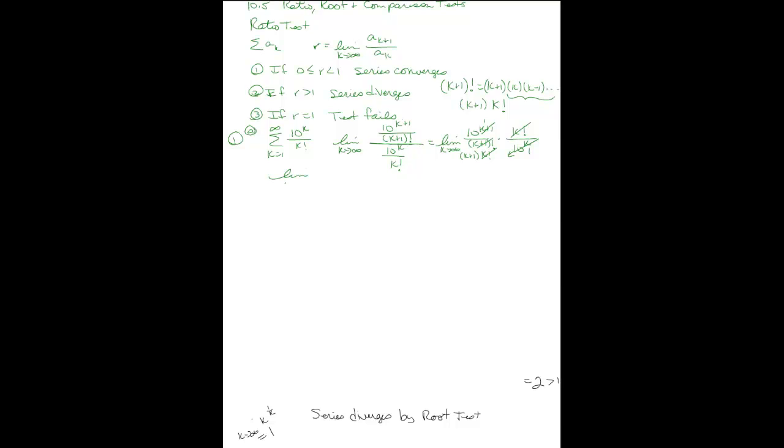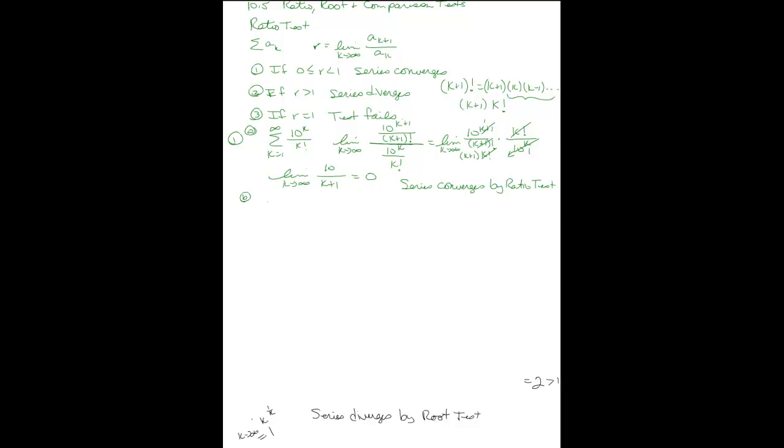I have the limit as k goes to infinity, there's a 10 on top. There's a k plus 1 on the bottom, and as k gets large, the bottom gets large, so this thing is going to 0. Well, 0 is in number 1's choice. R is between 0 and 1, including 0. And so that means that this converges. So I'm going to write: series converges by the ratio test.